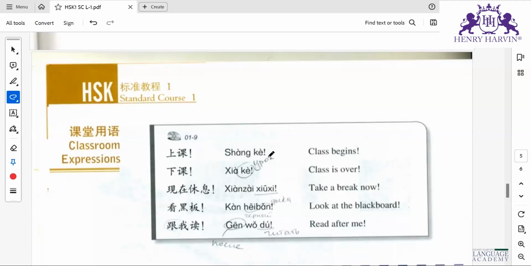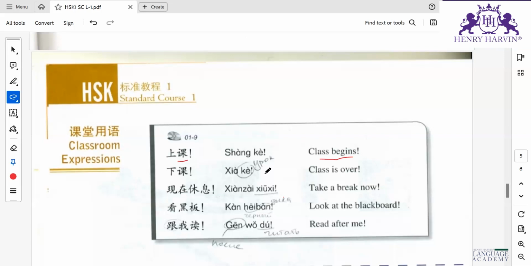Shankha means class begins. Whenever we have to start the class, the teacher can say Shankha. Over here Kha means the class, and Shang is something we use whenever something is starting. So Shankha, class is starting. Okay. For the second one, Shakha.